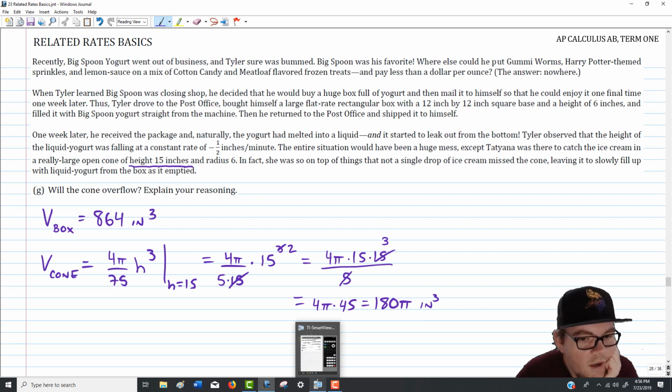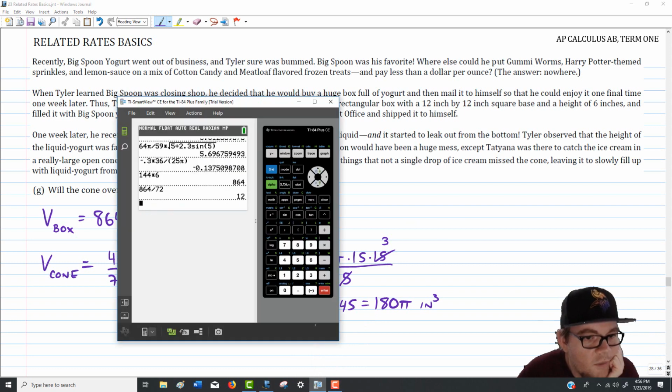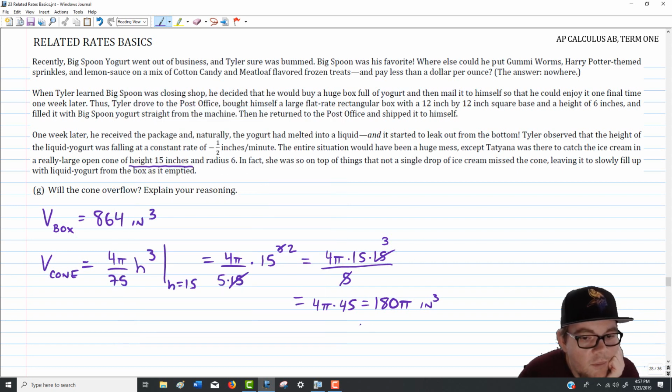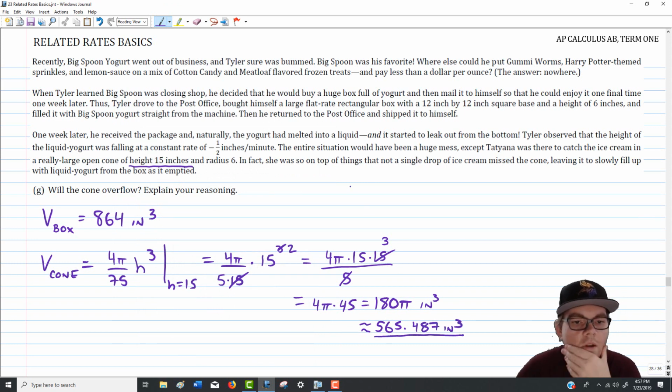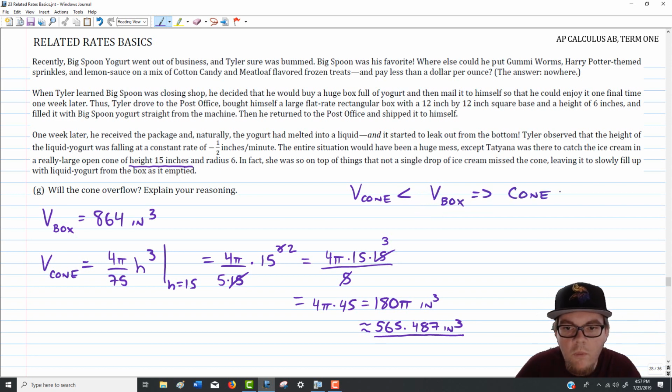So the question is, what is that value? I'm very confident that the cone is way smaller, but let's make sure. It should be around 540, 550, somewhere in that ballpark. 565. So this is approximately 565.487 inches cubed. So unfortunately, the volume of the cone is much less than the volume of the box, which tells me that the cone will overflow. Not overthrow, it's not going to overthrow the government, overflow.